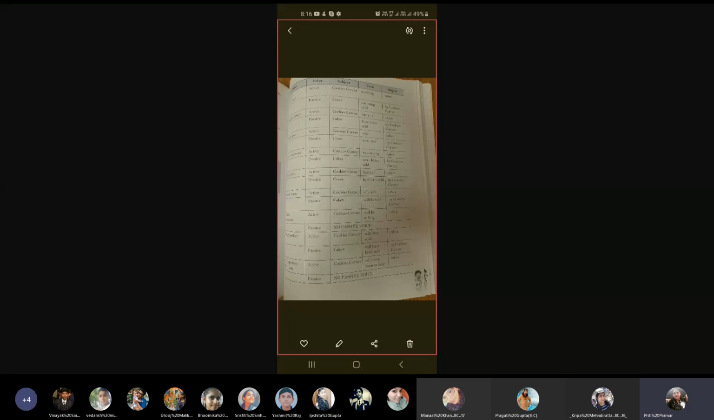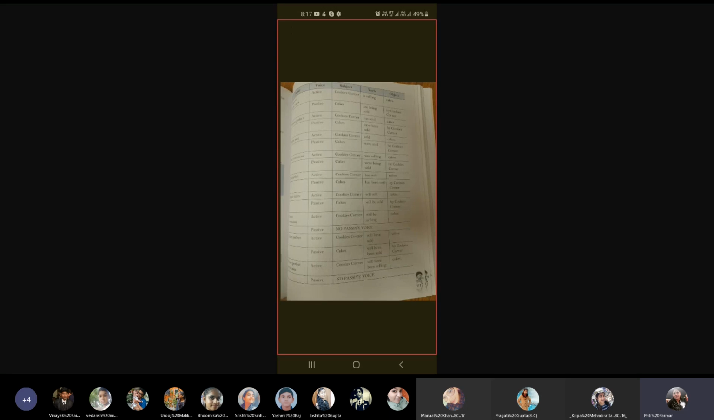Now, the active voice for future continuous will be: Cookies Corner will be selling cake. This has no passive voice. Once the verb is in the future continuous, or if the verb is in the future perfect continuous, there is no active or passive voice for those verbs, even if they are transitive. So this chart you need to read again and work accordingly.